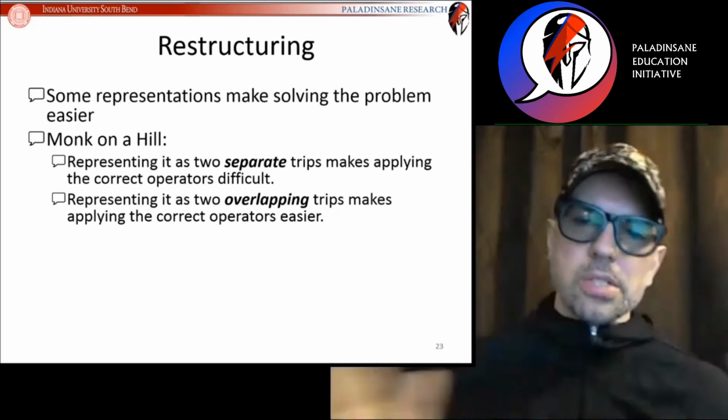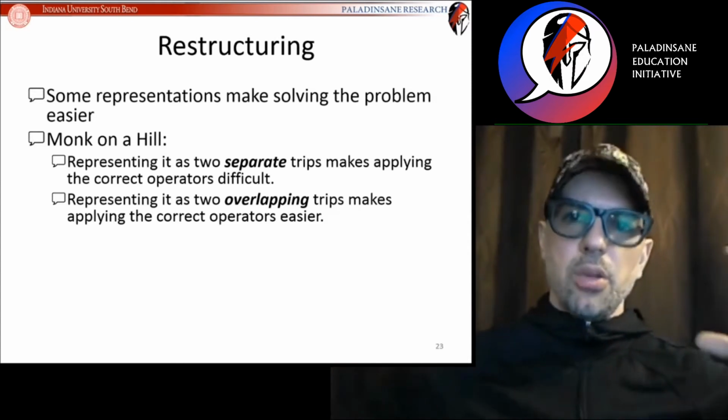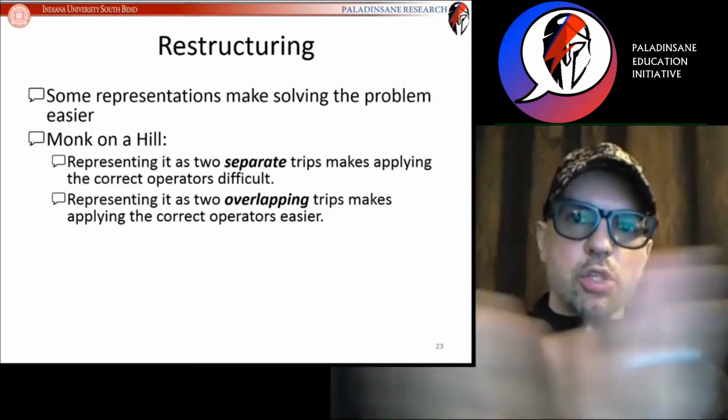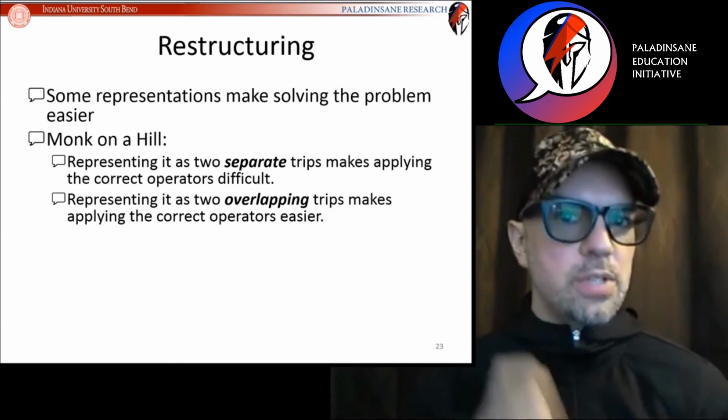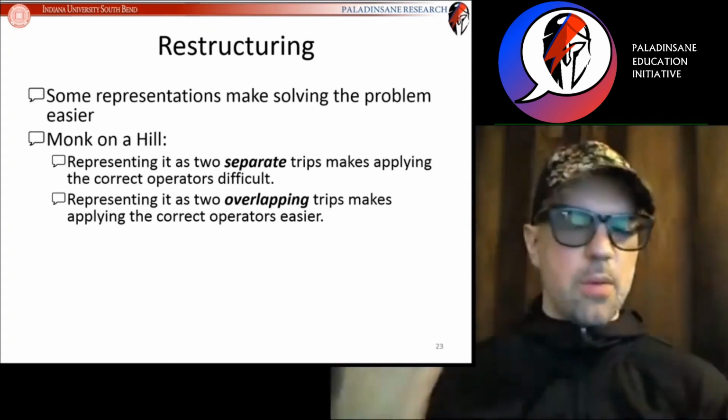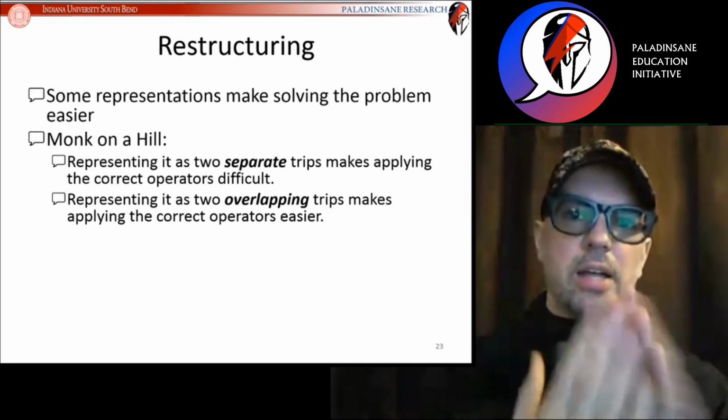So if you don't see it as 2 separate trips, but you restructure it and say, you know what, I'm going to superimpose those 2 days. I'm going to take Monday and Tuesday, day 1 and day 2, and I'm going to look at them right on top of each other.